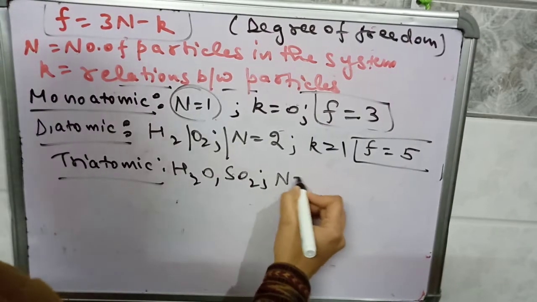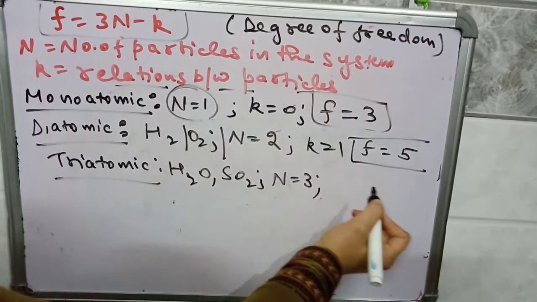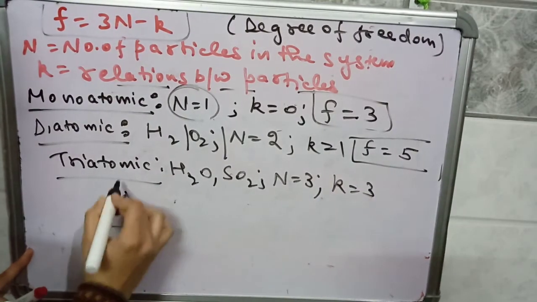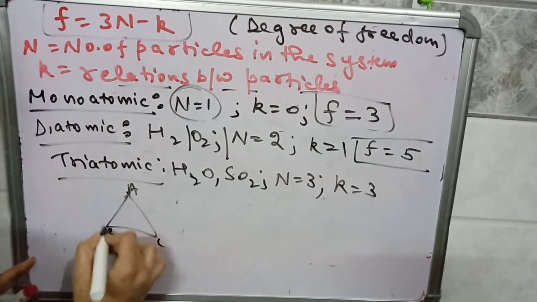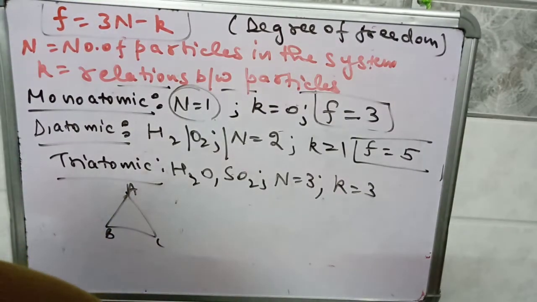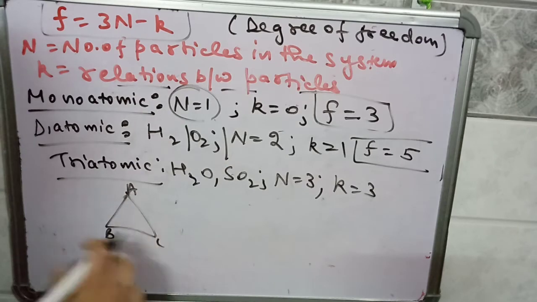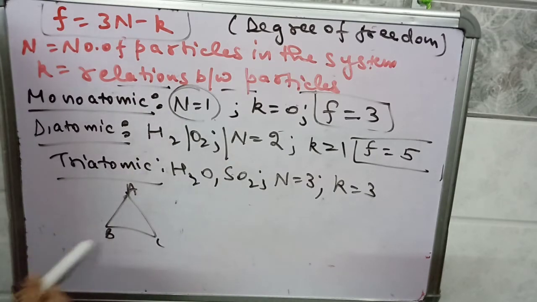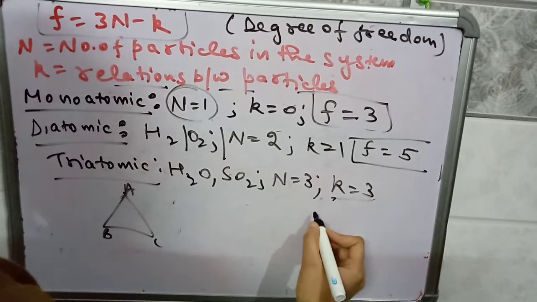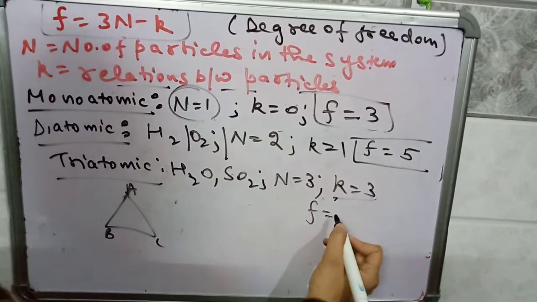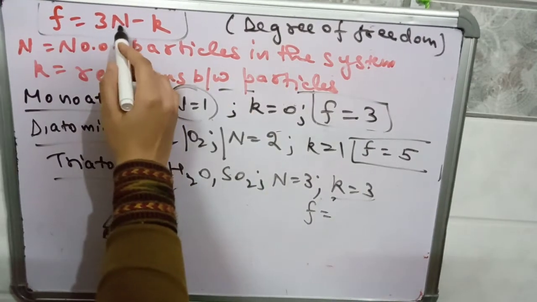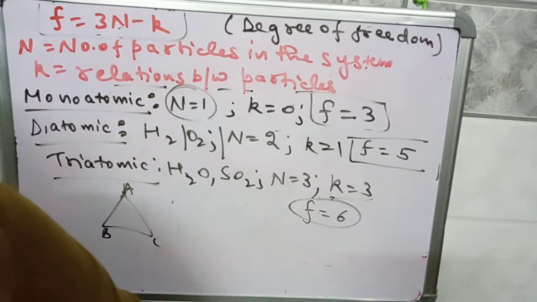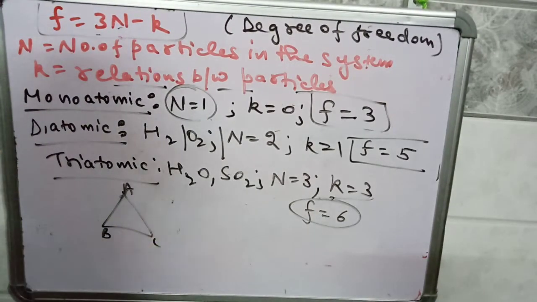for these N is equal to 3 and K will be equal to 3 also. Okay, suppose triatomic gases are present like this, A, B, C. At these corners atoms are present. So there will be three axes along which they cannot rotate, AB, BC and AC. So three restrictions are there. So what will be the value of degree of freedom? F will be equal to, put the value of N here, 3 times 3 is 9 minus 3, 6. So degree of freedom will be 6 here.